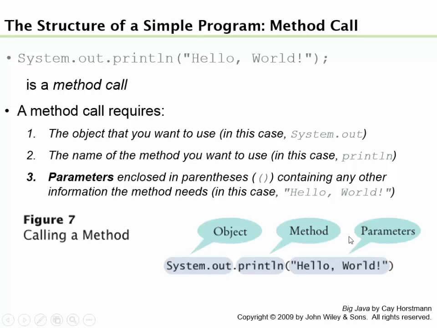An easy way to remember this is you first list the object, then a period, then you say the method, and then an open parenthesis and a closed parenthesis. If the method takes parameters, you put those inside the parentheses. If the method doesn't take any parameters, you still need the parentheses, but you just leave them blank.